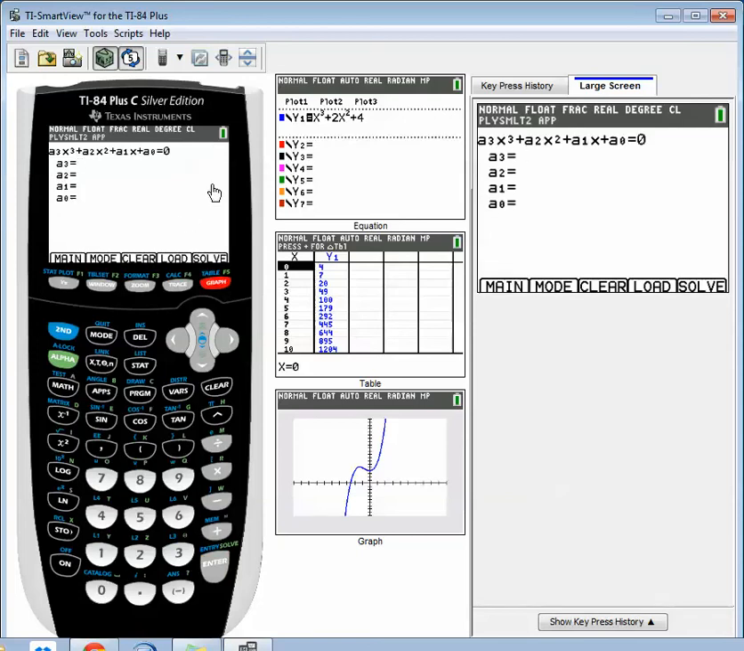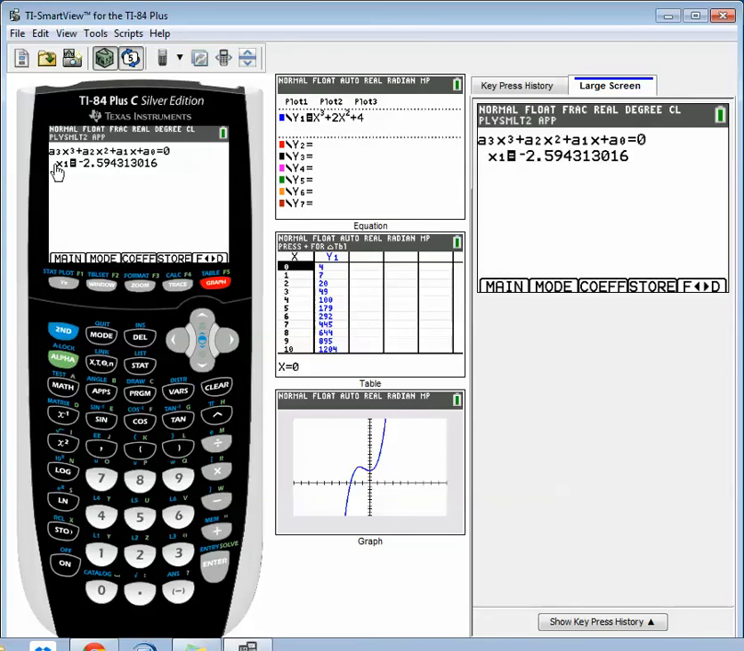And now it asks me to input my numbers. From here, I can see that the x cubed coefficient was 1, the x squared coefficient was 2, and the x coefficient was 0. There wasn't one. And the constant, x0, was 4. And so those are my numbers. It's just the coefficients in front here, and they're just asking to read those. And so I go like this, and then I hit solve.